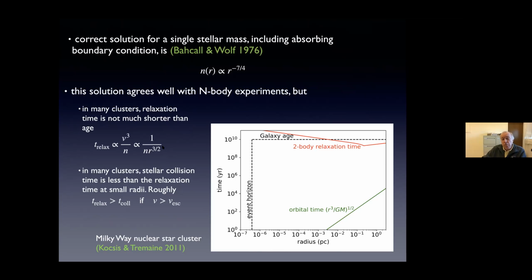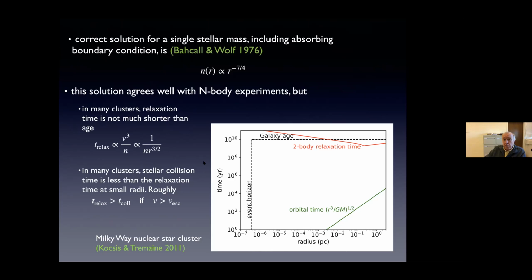So there's a factor of radius to the 3/2 that largely cancels the growing density. The second problem is that in many clusters, the stellar collision time is actually less than the relaxation time at small radii. Roughly, the relaxation time is longer than the collision time if the velocity dispersion is larger than the escape speed from the stars. So for solar type stars, that's about 600 kilometers a second.